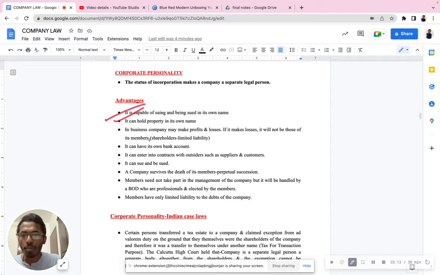Now a company can have its own bank account. It can enter into contracts with outsiders such as suppliers and customers. It can even enter into a contract, and it can be sued. This I've already covered.